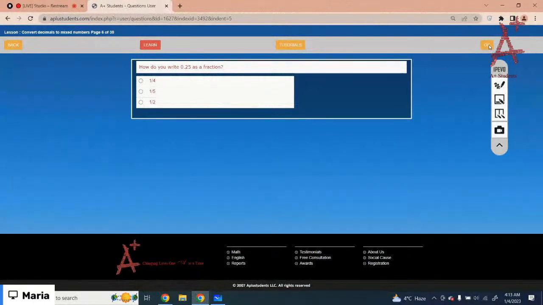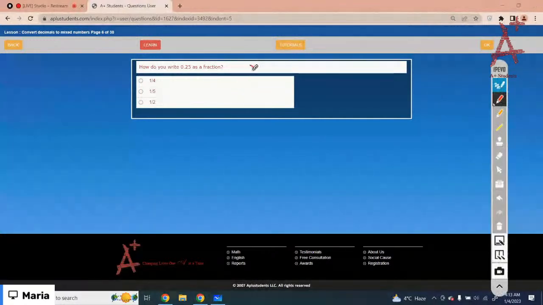The next one is how do you write 0.25 as a fraction? So 0.25 would be 25 divided by 100. You have to divide the numerator and denominator by a common number. The common number is 25. So 25 divided by 25 is 1 and 100 divided by 25 is 4. So it is 1 over 4. Got it? Okay, you can complete the test by yourself later today.